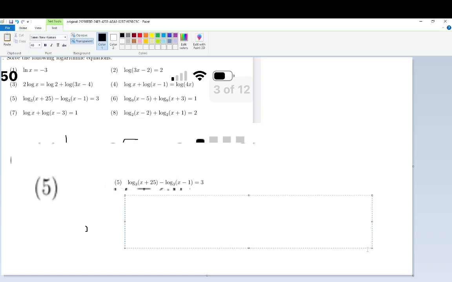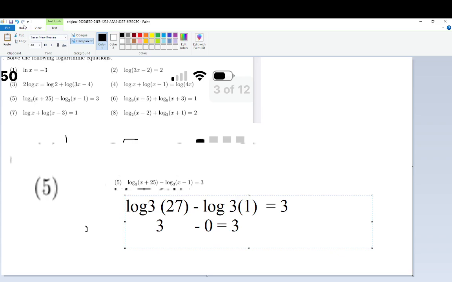Log base 3 of 27 minus log base 3 of 2 minus 1, of 1, is equal to 3. Well, log base 3 of 27, 3 cubed is 27, so the answer here is 3. Log base 3 of 1, how do you get 1? By 0. So 3 minus 0 is indeed equal to 3.